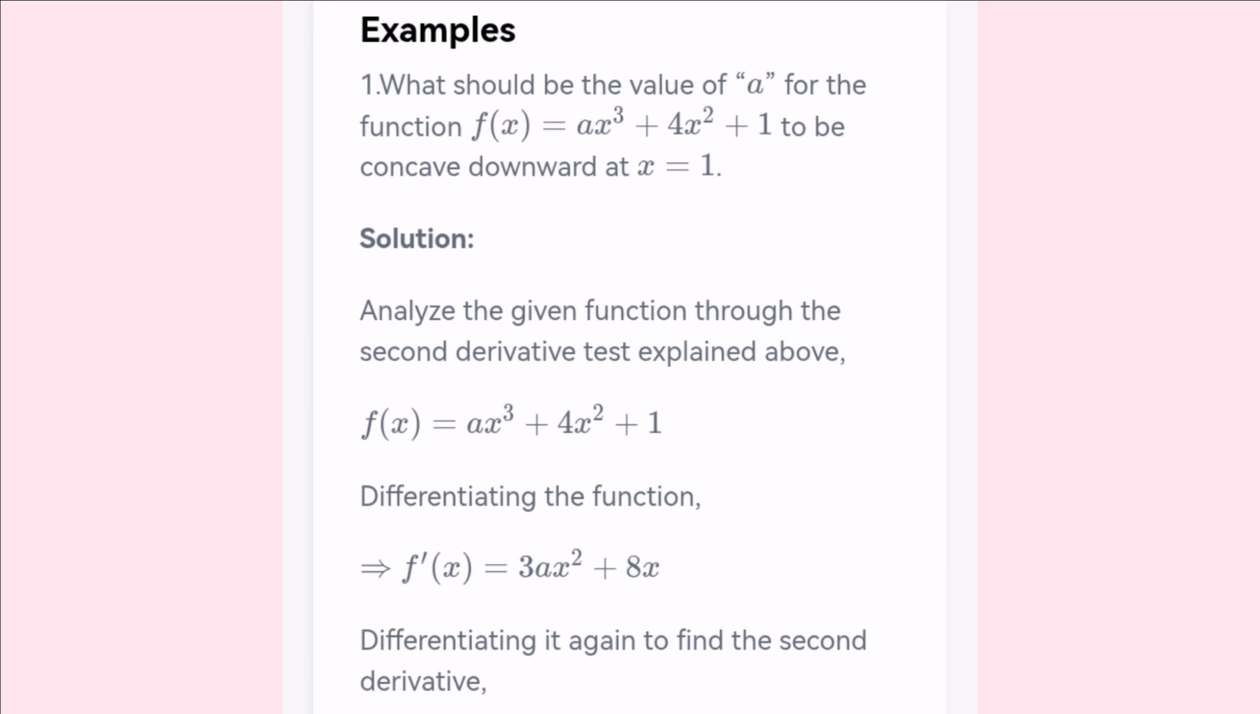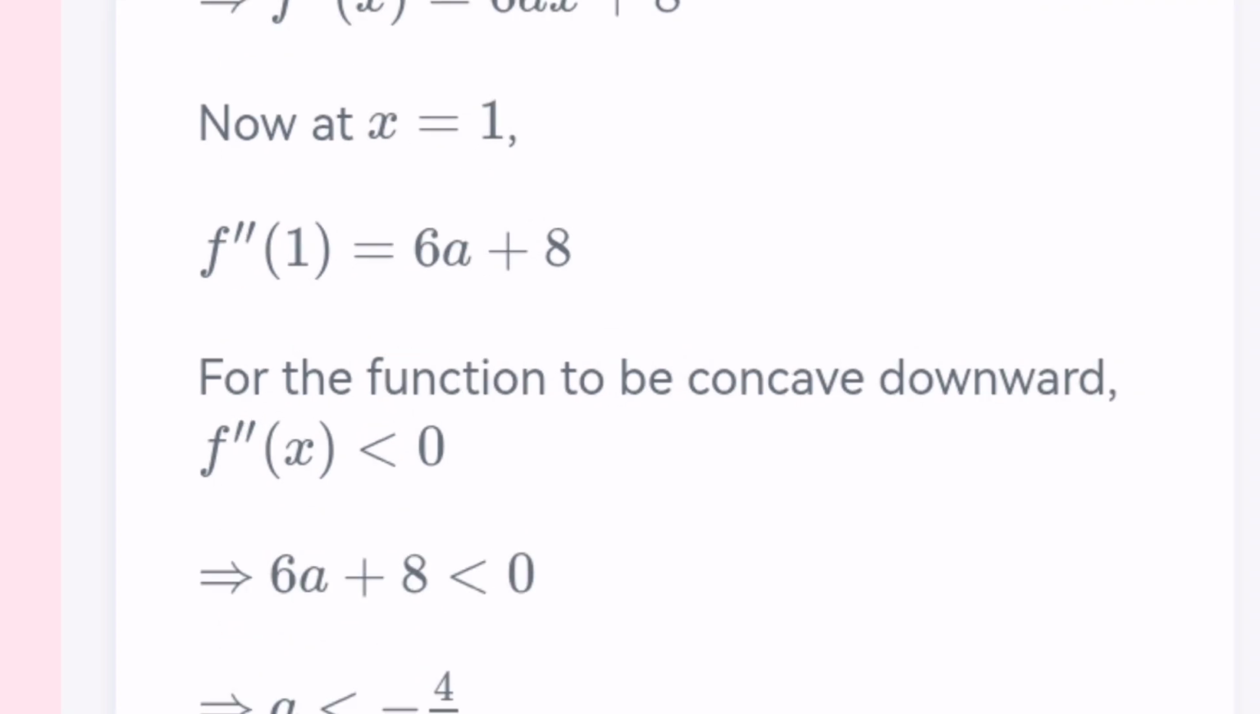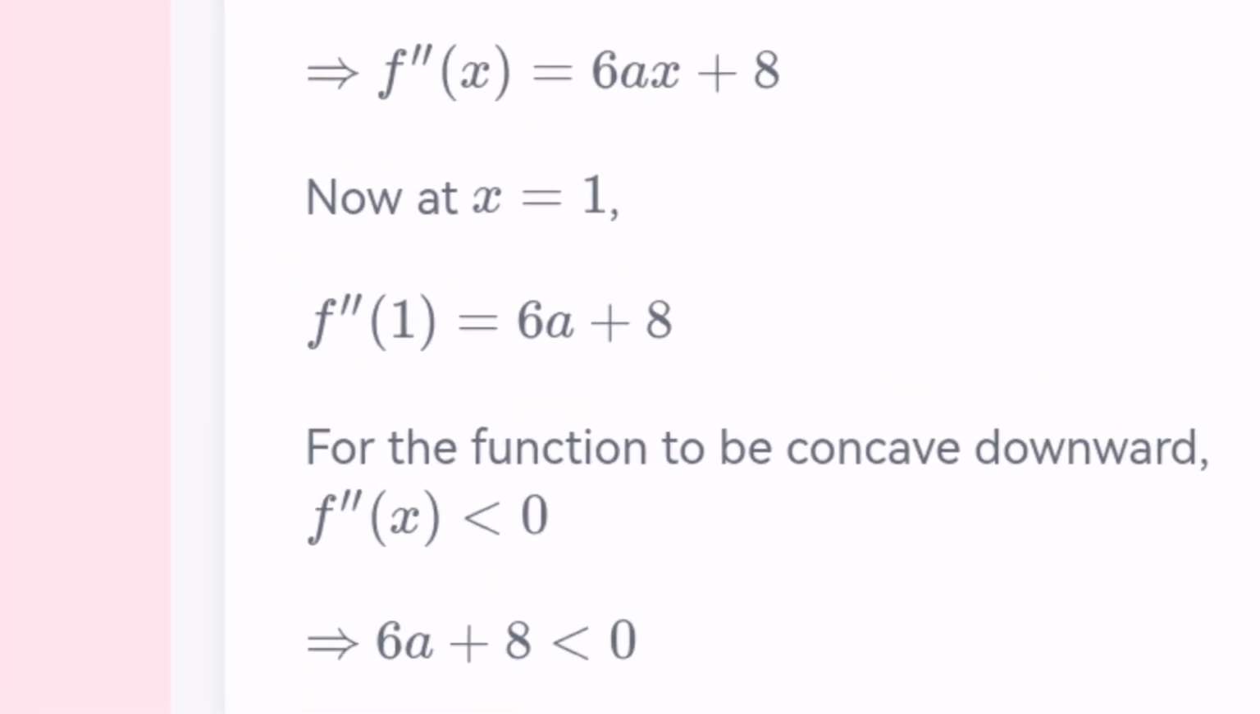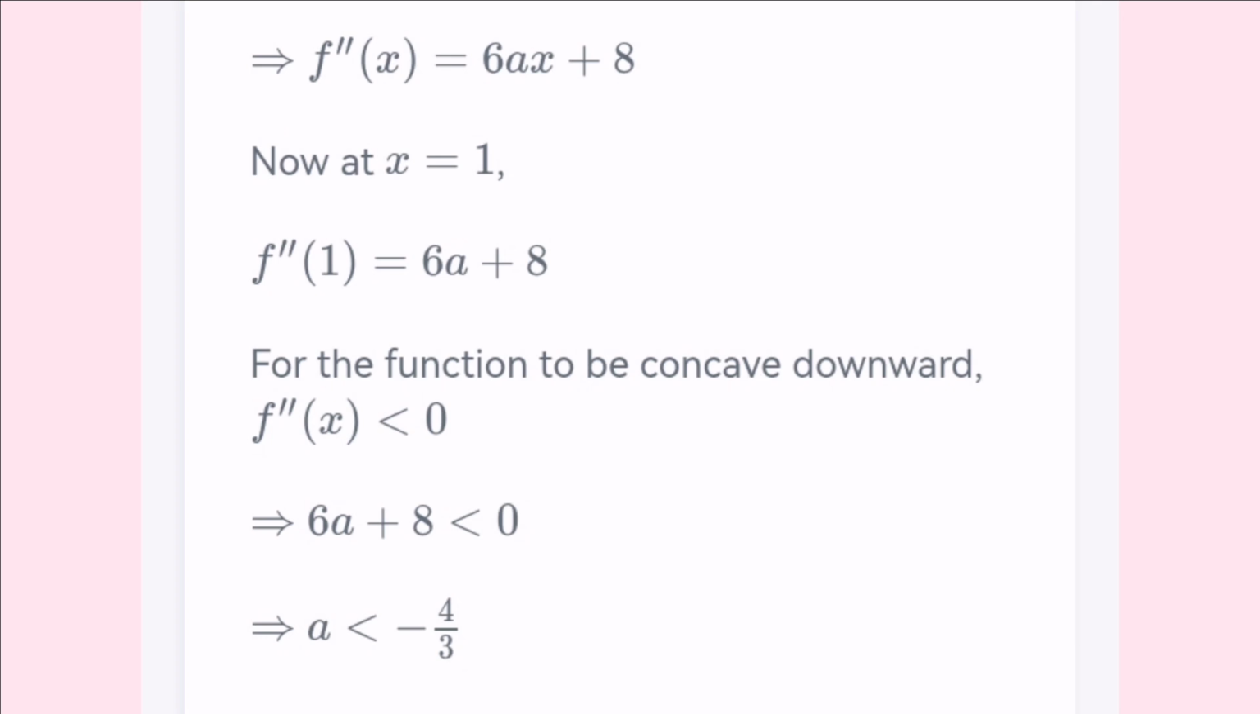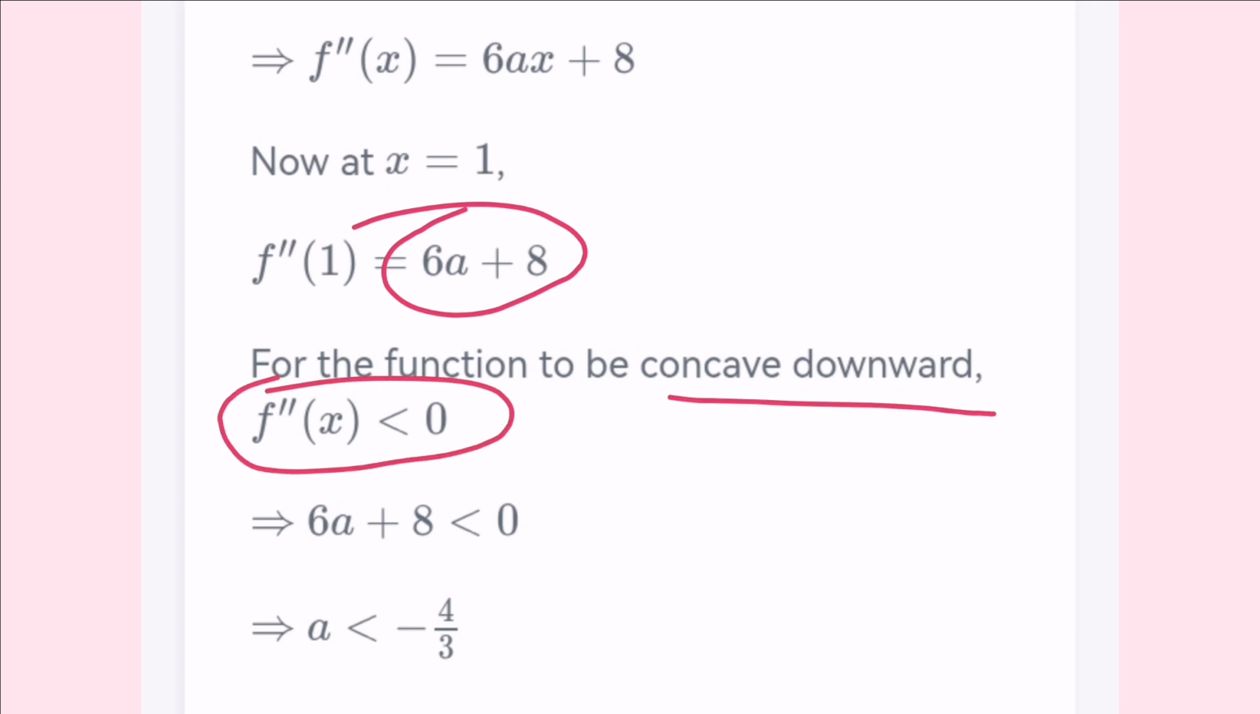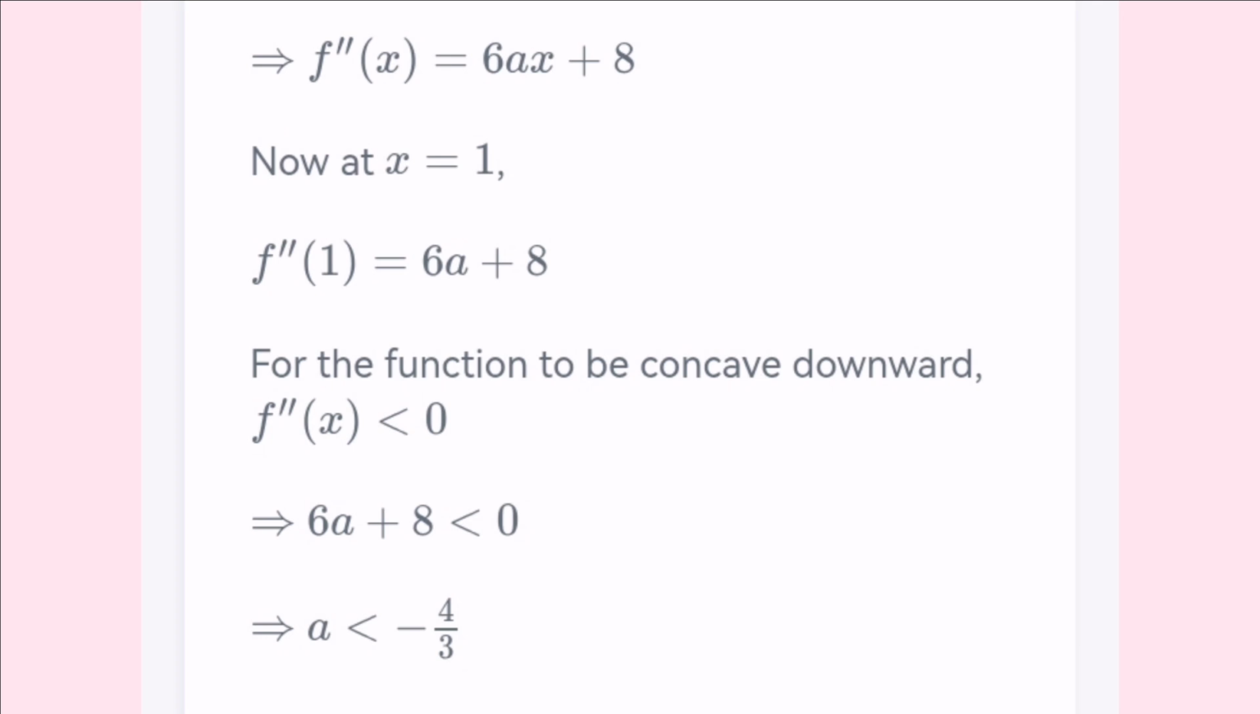So the first derivative is equal to 3a x square plus 8x. Now differentiate again. The second derivative of the given function is equal to 6ax plus 8. Now at x equal to 1, the second derivative is equal to 6a plus 8. For the function to be concave down, the second derivative will be less than 0. So this means that 6a plus 8 will be less than 0. So the value of a in case of concave down will be less than minus 4 by 3.